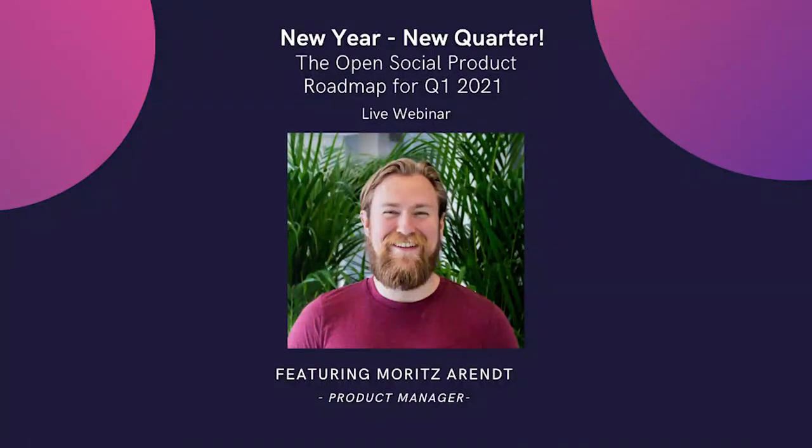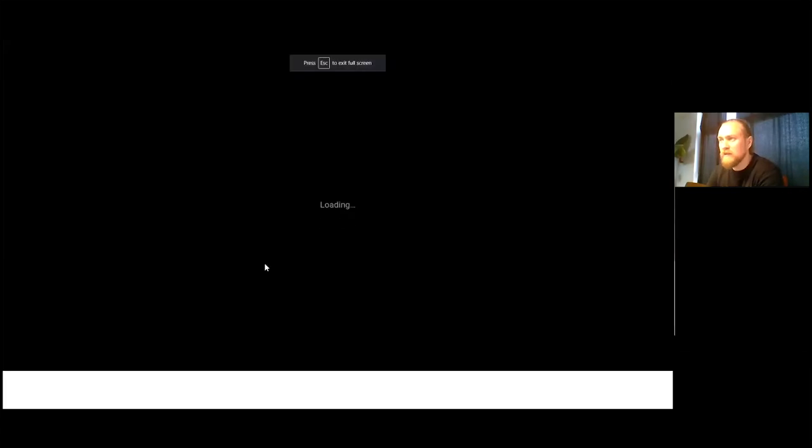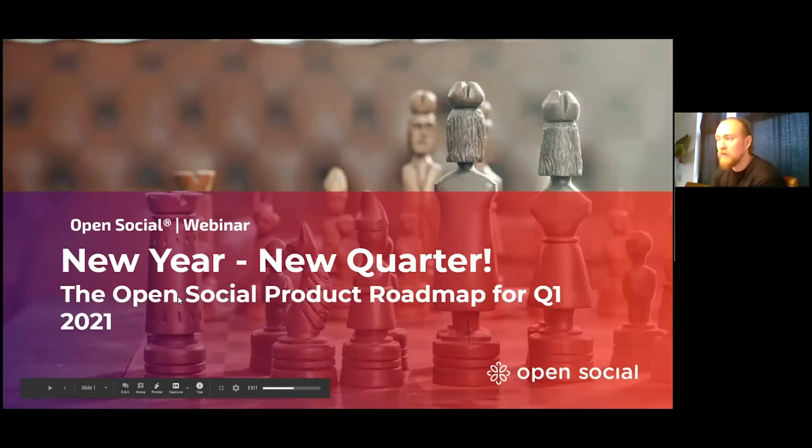Okay, so then that's going to be our quarterly presentation for the roadmap of Op Social. Can you guys see my screen? Okay, so this is going to be for the new year, for the new quarter, for quarter one 2021.